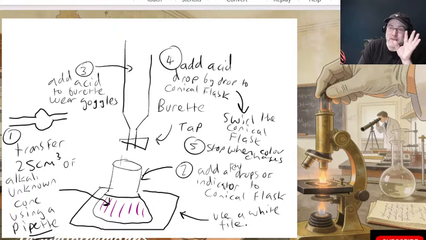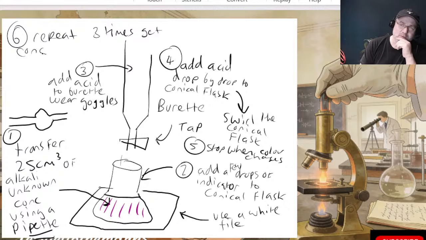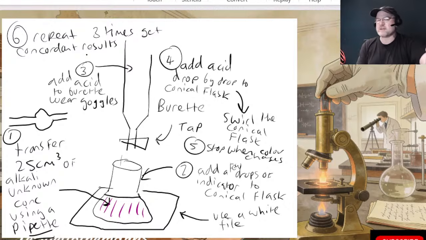Anywho, right. What else do we need to talk about? You're going to repeat that 3 times until you get concordant results. I've kind of run out of room there, but I would repeat 3 times, get concordant results. That means they're within, depends on your example, but within 0.1 of each other. Then calculate a mean titre. If you have any non-concordant results, you do not include them in your mean.